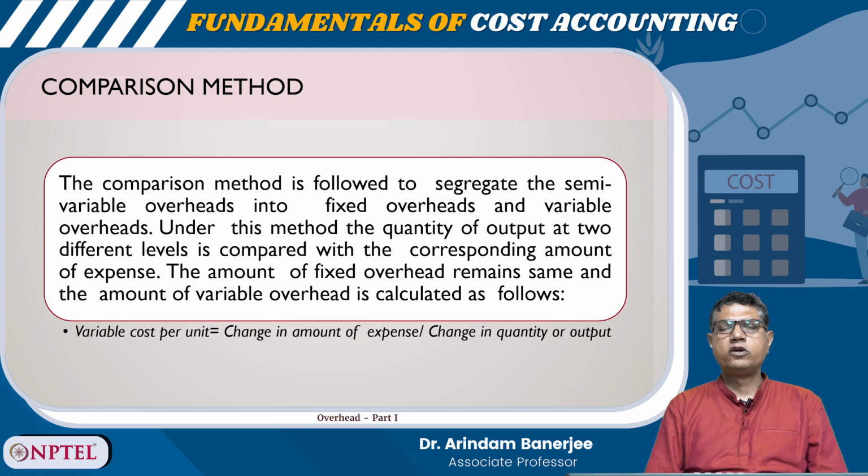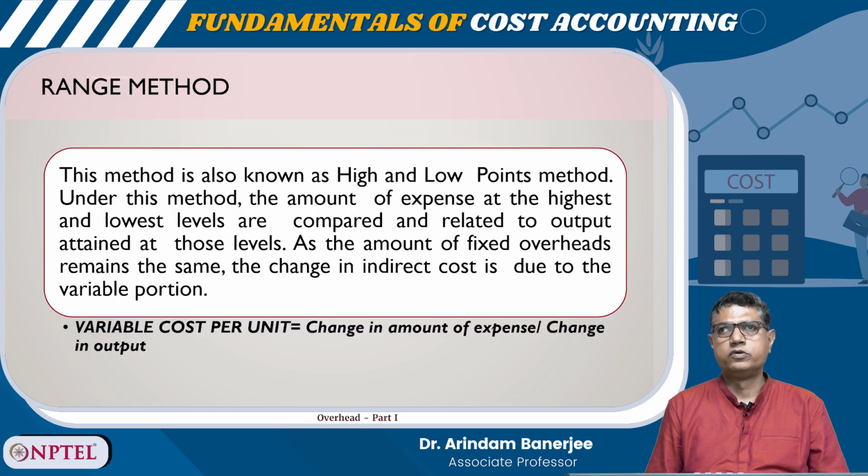So, under comparison method, what we do? The comparison method is followed to segregate the semi-variable overheads into fixed overheads and variable overheads. Under this method, the quantity of output at two different levels is compared with the corresponding amount of expense. The amount of fixed overhead remains same and the amount of variable overhead is calculated as follows. So, the variable cost per unit is change in amount of expenses divided by change in quantity or output.